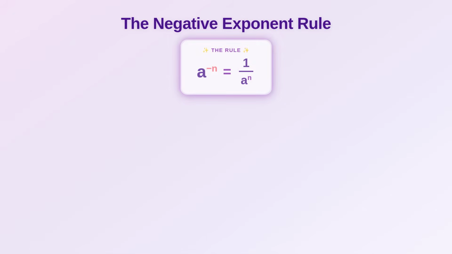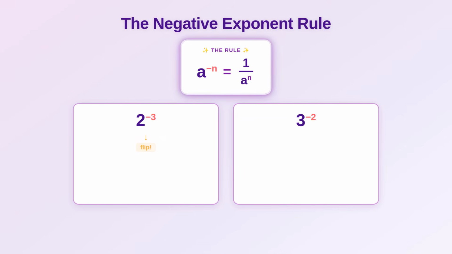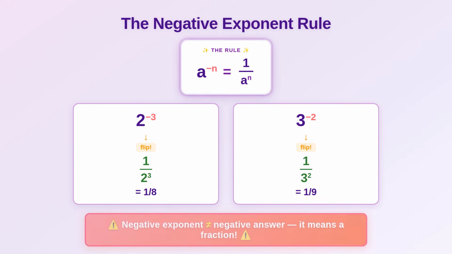Here's the rule Maya wrote in her notes, and you should too. Any base raised to a negative exponent equals 1 divided by that base raised to the positive version of the exponent. In other words, a to the -n equals 1 over a to the n. So 2 to the -3 equals 1 over 2 to the 3rd, which equals 1 over 8. The negative sign in the exponent does not make the answer negative.